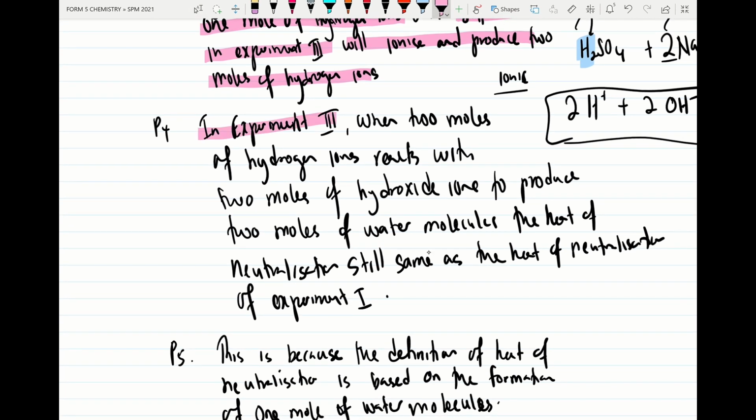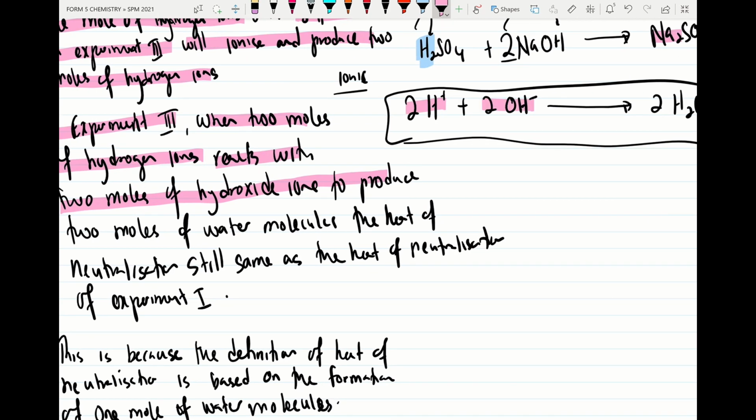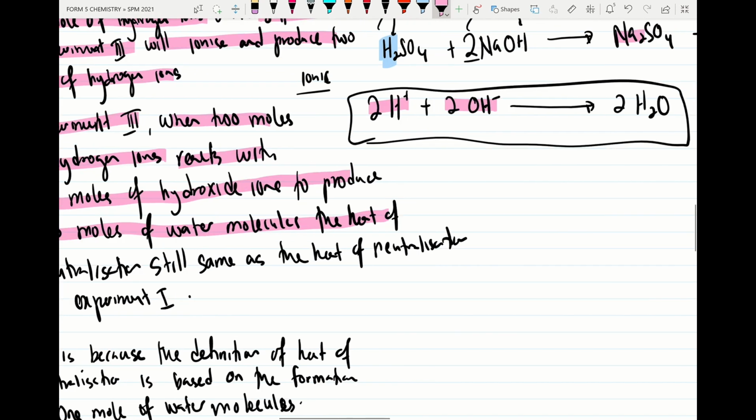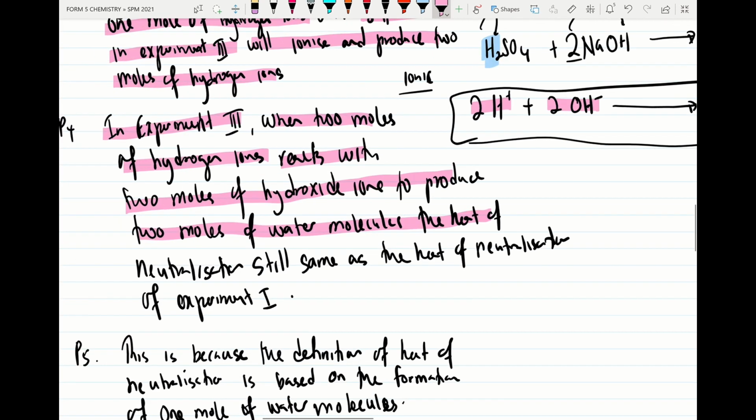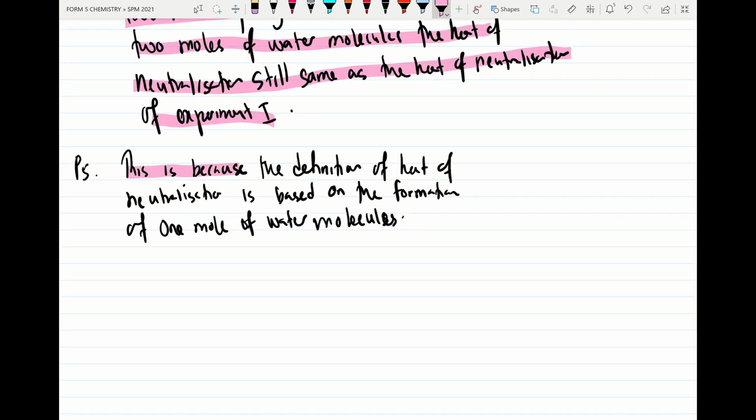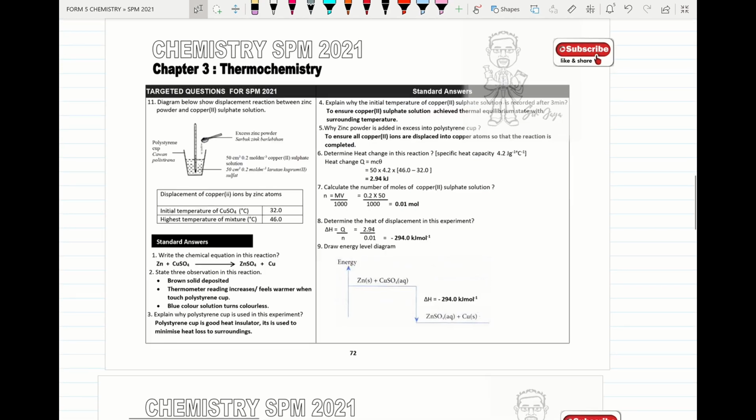Alright, so in experiment 3, when 2 moles of hydrogen ion react with 2 moles of hydroxide ion, 2 moles of water molecule are produced. But the heat of neutralization is still the same as that of experiment 1. This is because the definition of heat of neutralization is based on the formation of 1 mole of water molecule. Alright, please check question number 11.